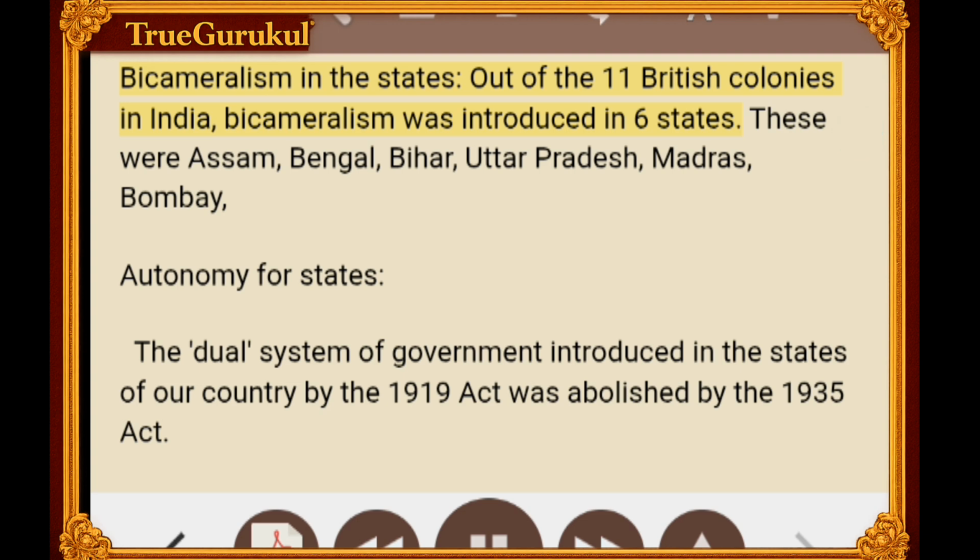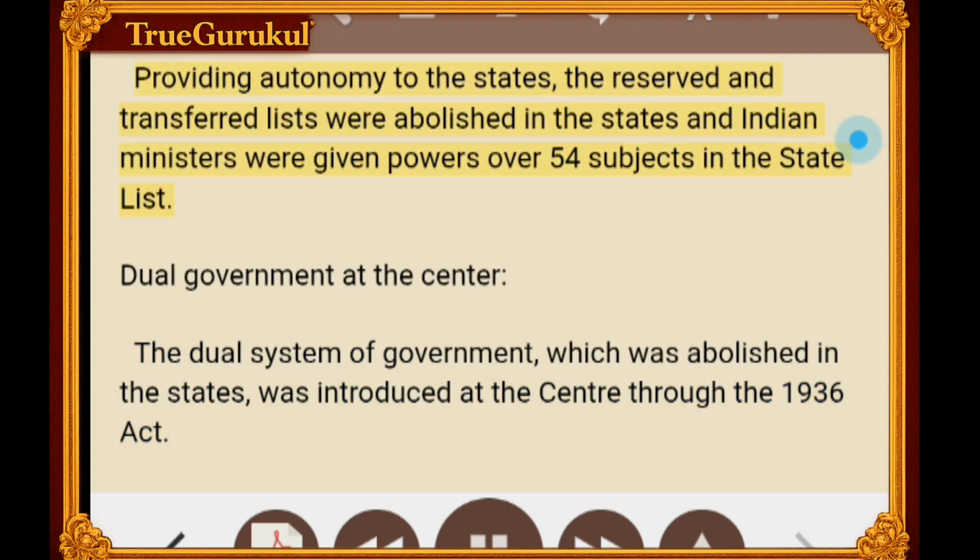Out of the 11 British colonies in India, bicameralism was introduced in 6 states. These were Assam, Bengal, Bihar, Uttar Pradesh, Madras, Bombay. Autonomy for states. The dual system of government introduced in the states of our country by the 1919 Act was abolished by the 1935 Act. Providing autonomy to the states, the reserved and transferred lists were abolished in the states and Indian ministers were given powers over 54 subjects in the state list.